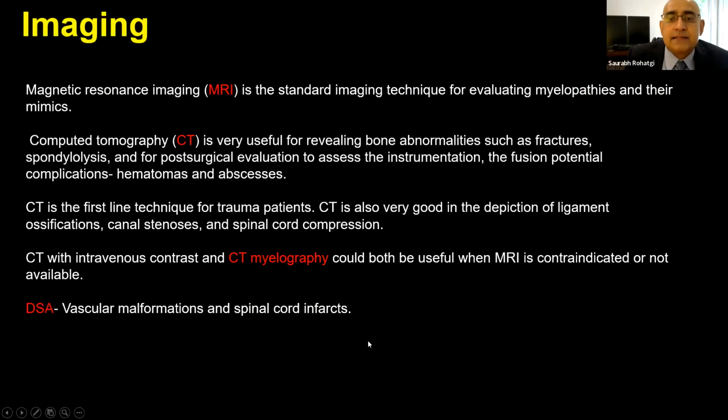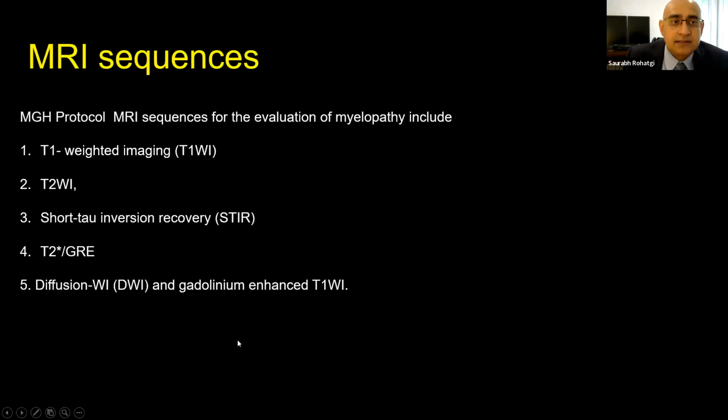On imaging, MRI is the standard imaging technique for evaluating myelopathies and their mimics. CT is useful to reveal bone abnormalities such as fractures or spondylolysis, or for post-surgical evaluation to assess instrumentation of posterior fusion and potential complications such as hematomas and abscesses. CT is also a first-line technique in trauma patients. It's also good for depiction of ligament ossification, canal stenosis, and cord compression. CT with intravenous contrast and CT myelography is useful for patients where MR is contraindicated or not available. And a conventional angiogram or DSA is useful for vascular malformations and spinal cord infarcts.